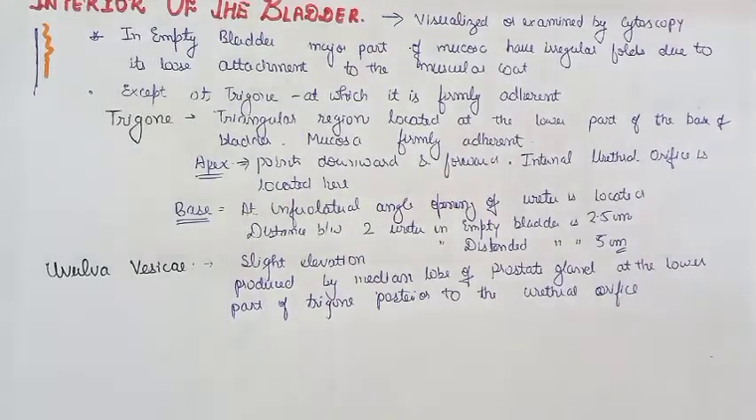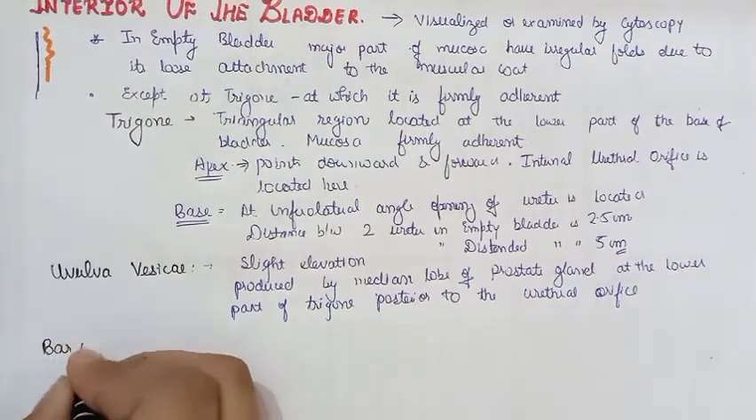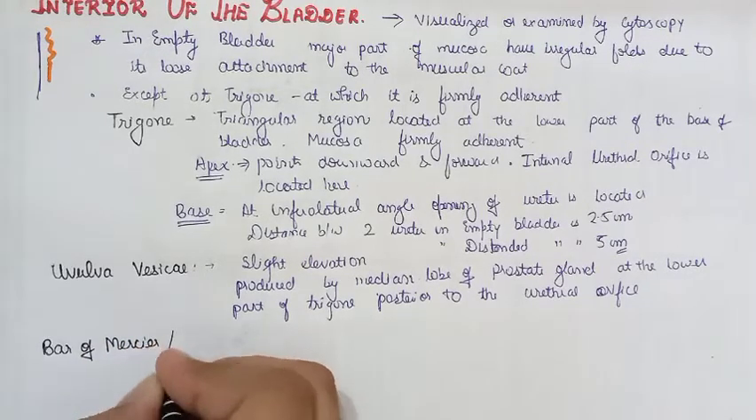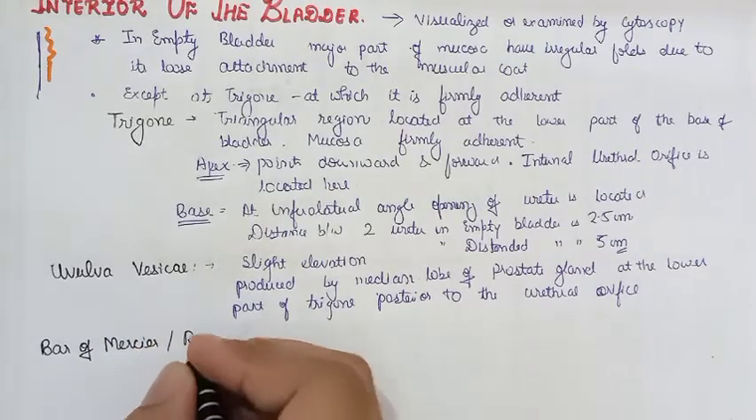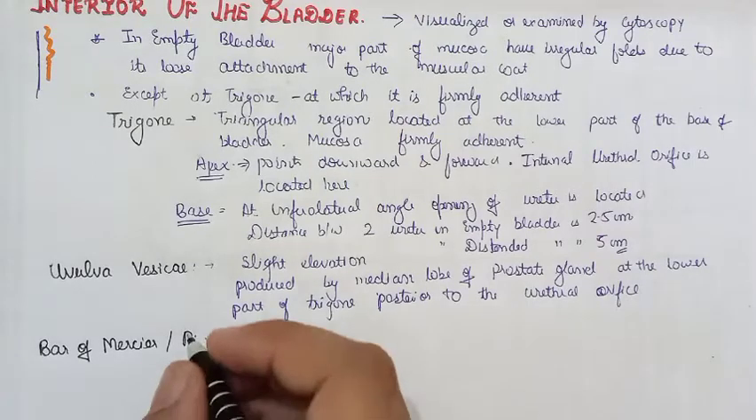So it is not yet over. We have to discuss one more thing, that is called the bar of Mercier or the ridge of the Mercier. We can also call it interureteric ridge.